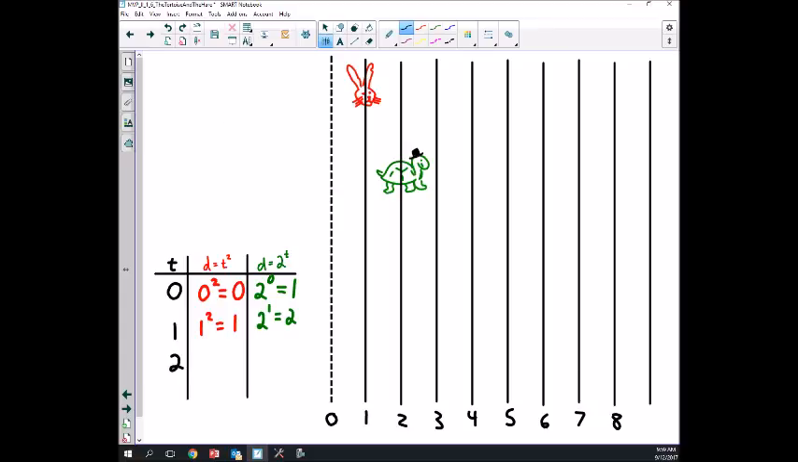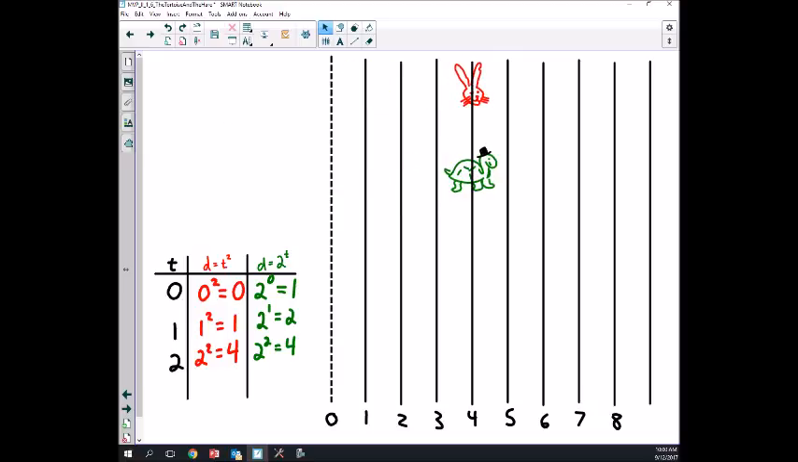So 2 seconds, the hare has gone 2 squared meters, which would be 4 meters. And the tortoise has gone 2 to the second, which is the same thing as 2 squared. So that's 4 meters as well. So what happens after 2 seconds? The hare and the tortoise are tied at 4 meters after 2 seconds. So, not looking good for the tortoise.